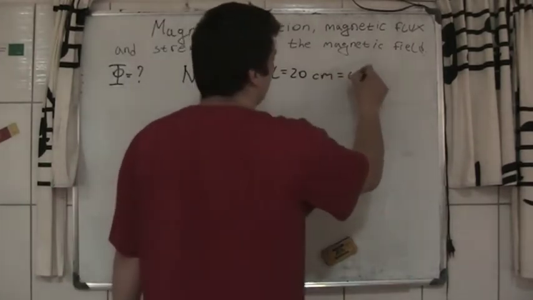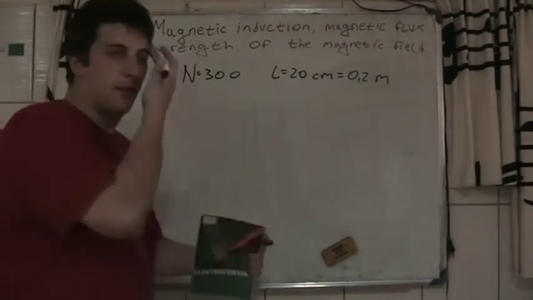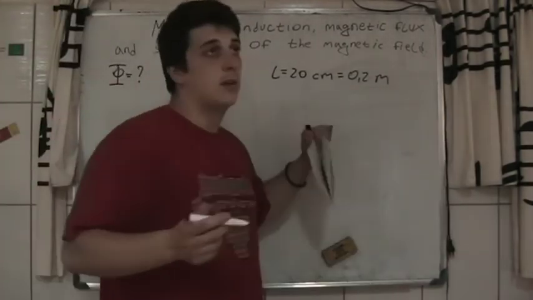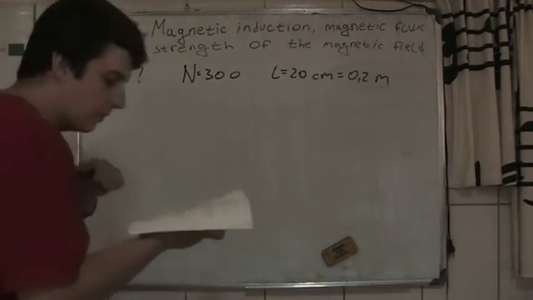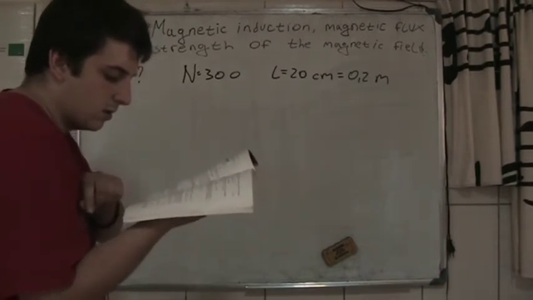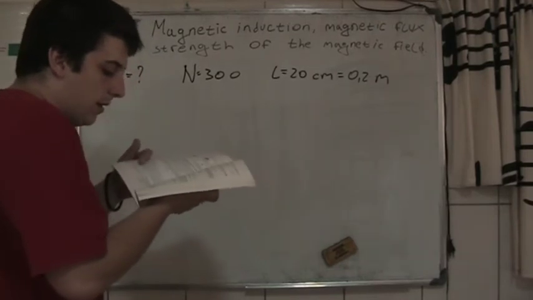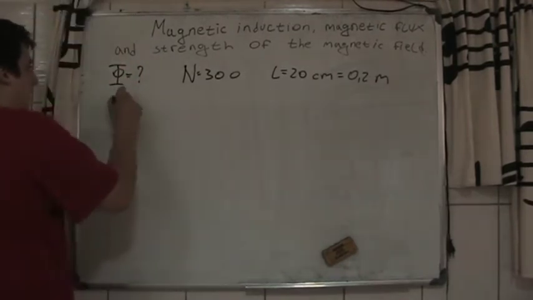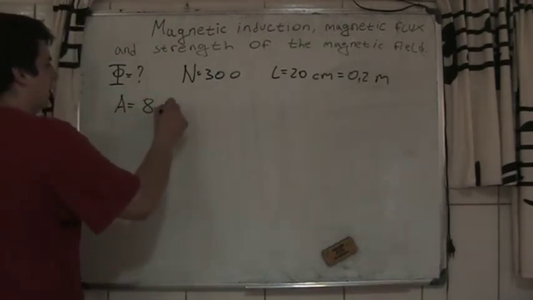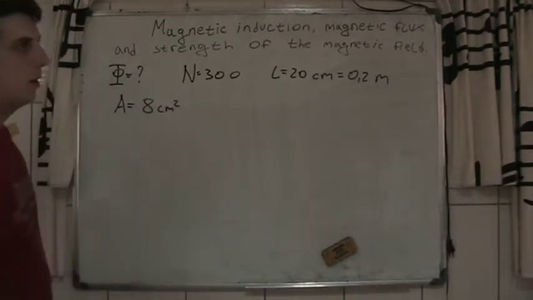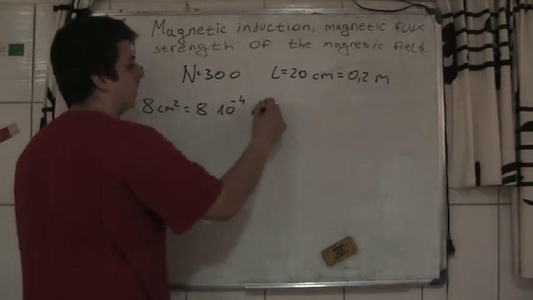And that's 0.2 meters that you have to transform into the basic units. The basic SI unit for the length is meters. Okay? The area of the solenoid here is 8 centimeters squared. That's 8 times 10 to the minus 4 meters squared.